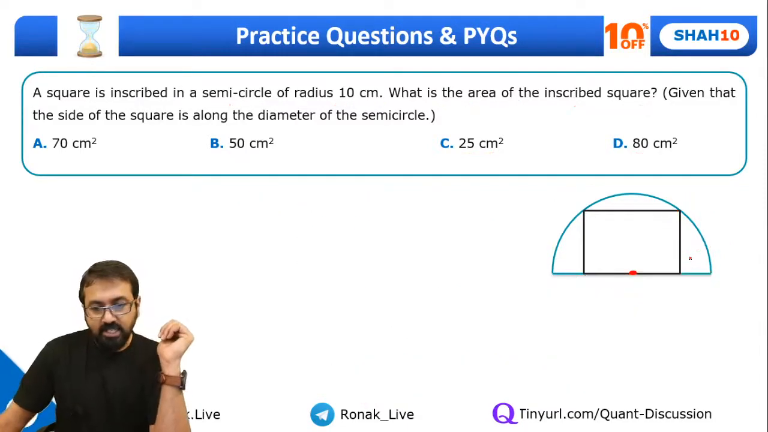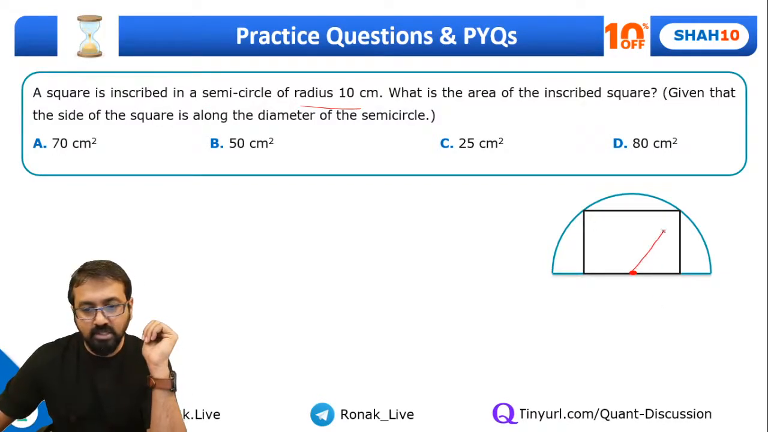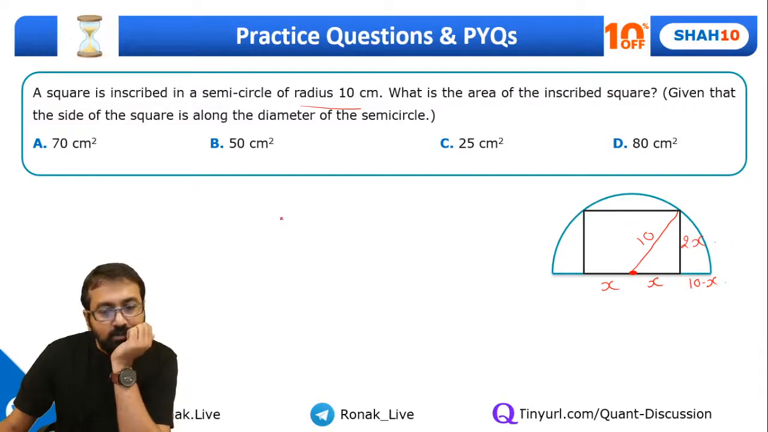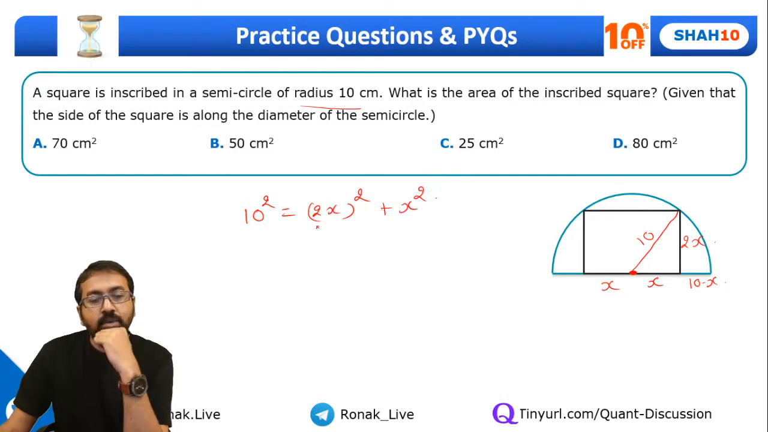Let's do this question once again. So we are given radius 10 centimeter, right? So this is given as 10. Let's take this as x. So this will be 10 minus x. This will simplify our calculation. This is also x, so this will be 2x, right? So now what will we get? 10 square is equal to 2x whole square plus x square. Isn't that? This is very simple.